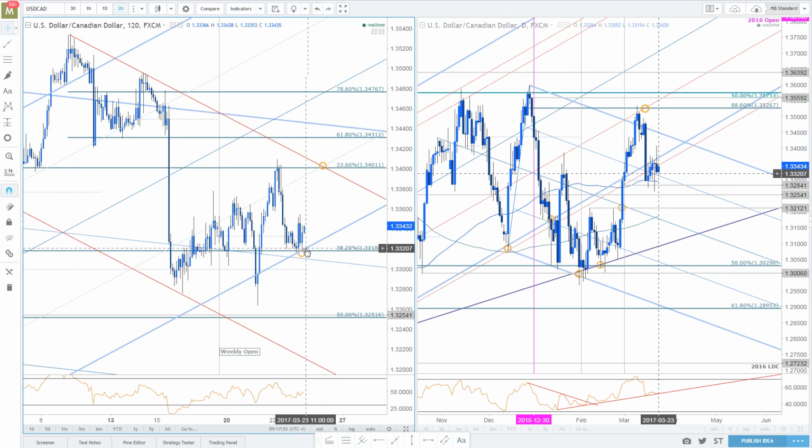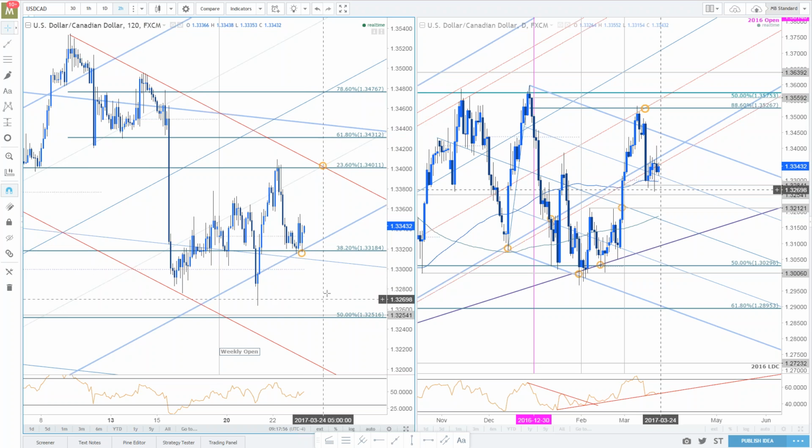But this is the focus. I can't sell into this region. I need to see a break below this region, sell a rally, or another rebound higher to get back on the short side.